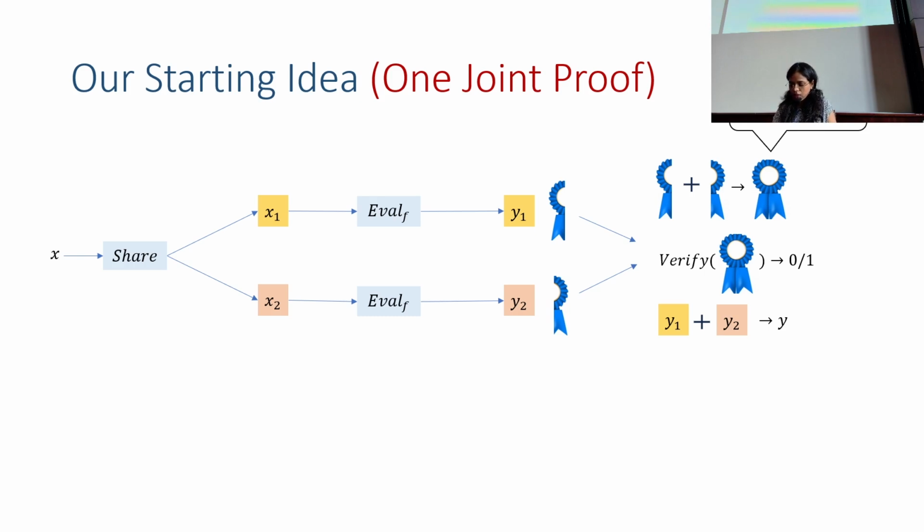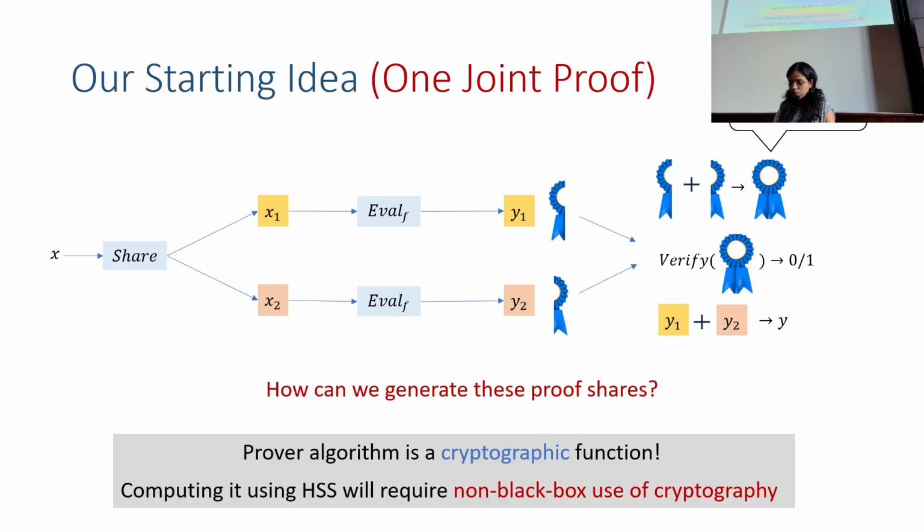But now the question is, how do we generate these proof shares, or how do we enable these servers to non-interactively compute proof shares of a common proof? One idea would be to use the homomorphic secret sharing scheme itself, but as before, that idea doesn't work simply because the prover algorithm is now a cryptographic function, and evaluating it inside HSS will require making non-black box use of the cryptographic operations involved in the generation of that proof. So this idea doesn't seem to work.